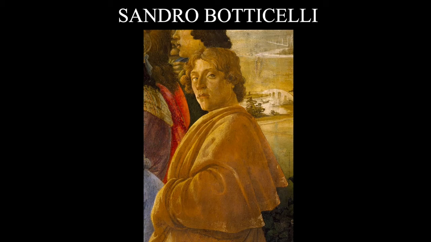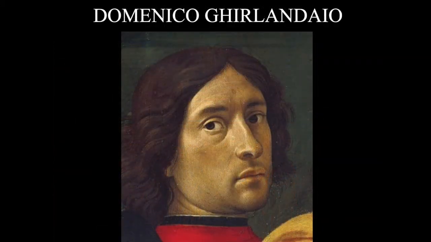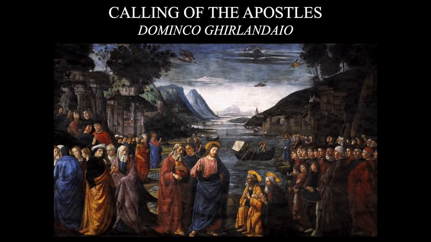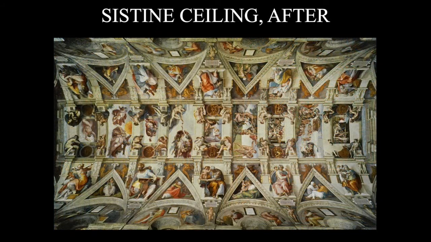Botticelli was also one of the artists who worked on the walls of the Sistine Chapel in his work of the Temptation of Christ. Domenico Ghirlandaio, the teacher of Michelangelo, completed the Calling of the Apostles. From 1508 to 1512, Michelangelo paints the ceiling of the Sistine Chapel. And of course, here is probably the most famed fresco painting of the entire Renaissance age. It is from the book of Genesis, and it also begins over the altar wall and proceeds to the entrance or exit door.